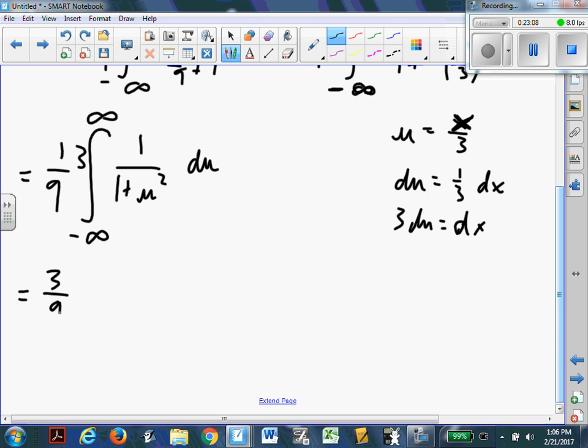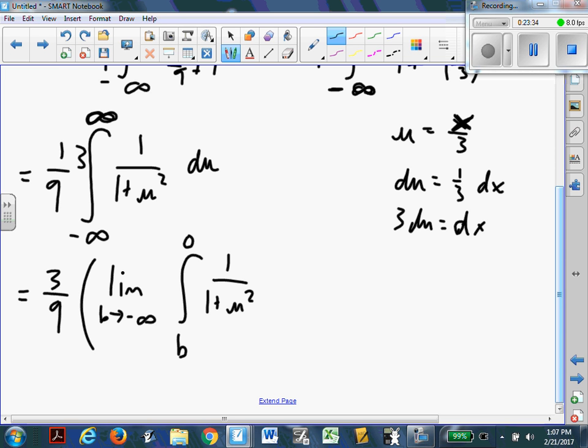So I'll multiply the outside here, and now we need the limit as b approaches negative infinity of the integral from b to 0. It's just convention that if you're going from negative infinity to infinity, you go from your variable to 0. It doesn't have to be 0. It could be 1, it could be 5, it could be 20, but it's just convention to go to 0. And then c goes to positive infinity of this, where this 0 has to be the same as that 0.